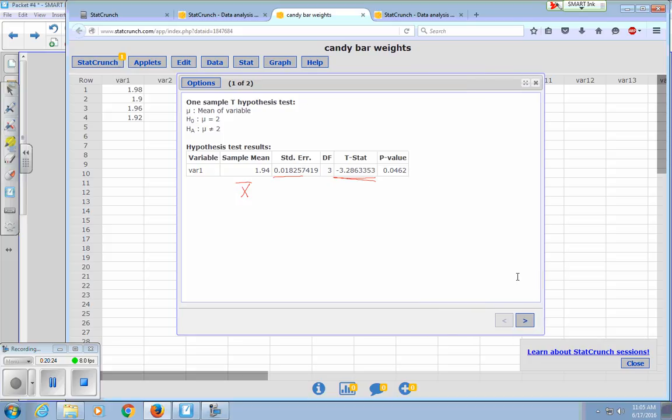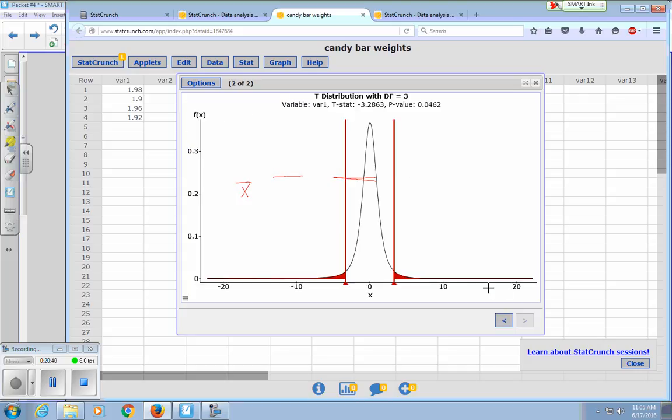Here is the actual p-value calculated using technology: 0.046. So that is very close to 0.05. And finally, the picture, which I like to look at. So you can see that the red is what the p-value is telling you. What's the probability of seeing an X-bar that is in either of these red areas? And it tells you that that probability is 0.046. Pretty unlikely.